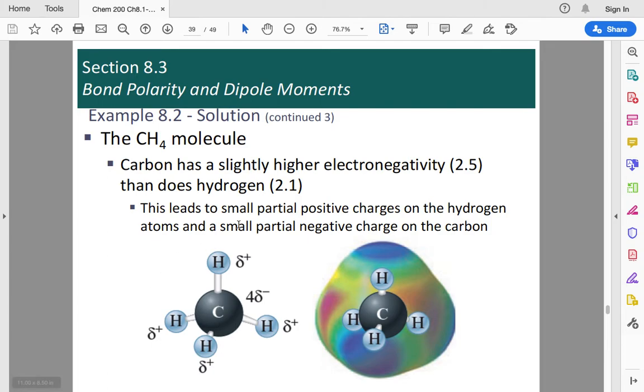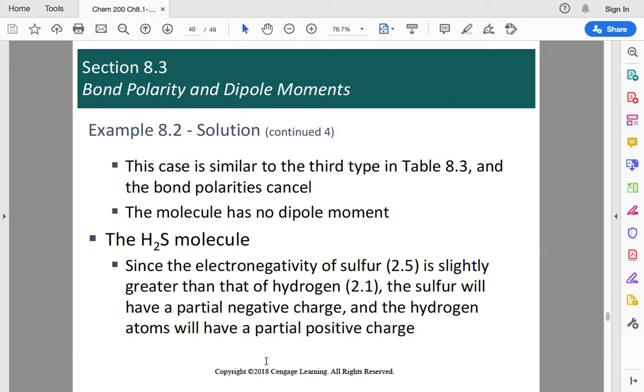So overall, if we have no polar bonds in the molecule, it cannot have a dipole moment. The molecule cannot be polar.